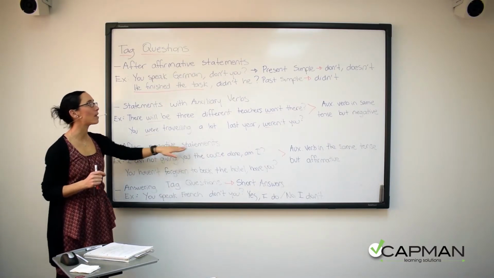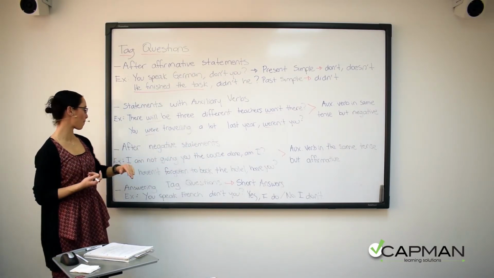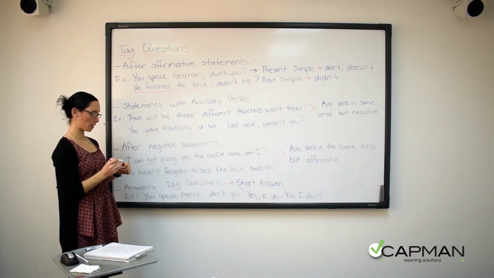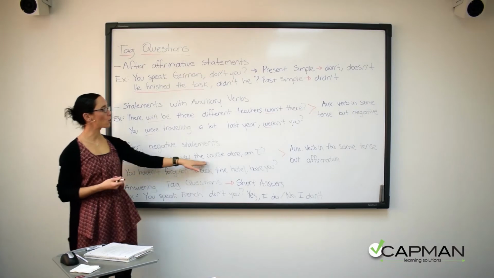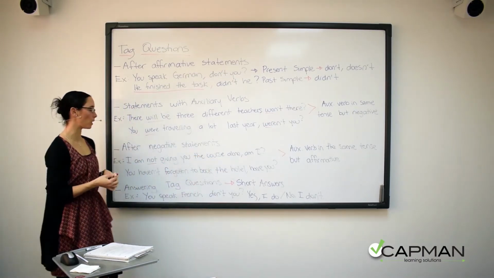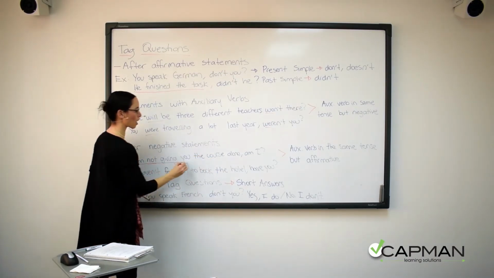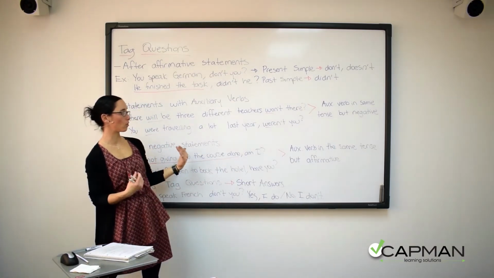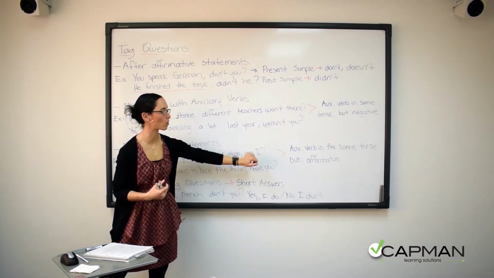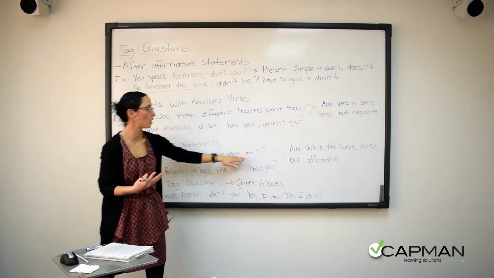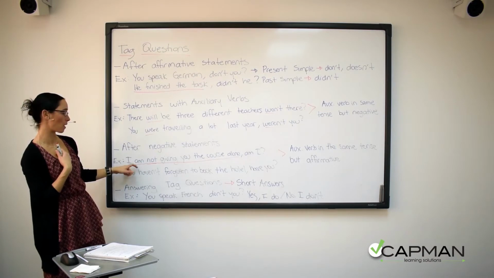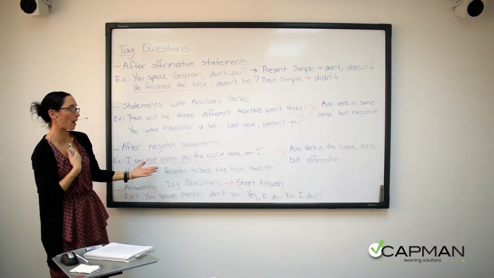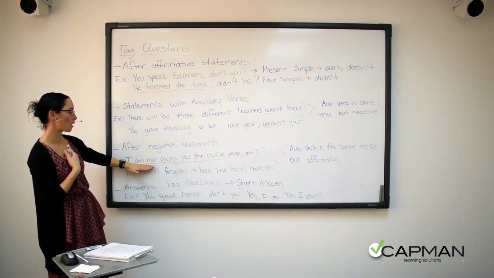When else do we use tag questions? After negative statements. For example, here's my negative statement, I am not giving you the course alone. This would be all of my statement, right? I am not giving you the course alone. And I add my tag question at the end. Am I? Because I'm asking about me. This is my person. I am not giving you the course alone. Am I?